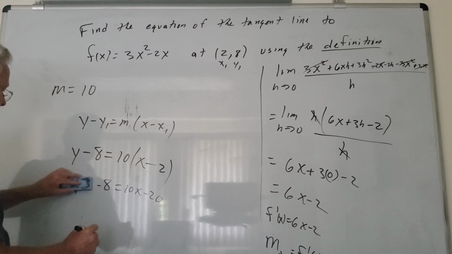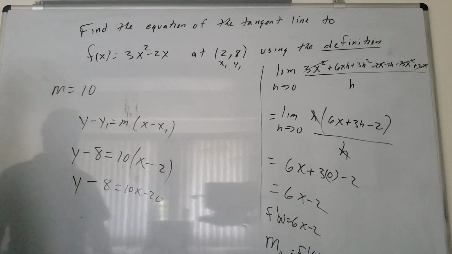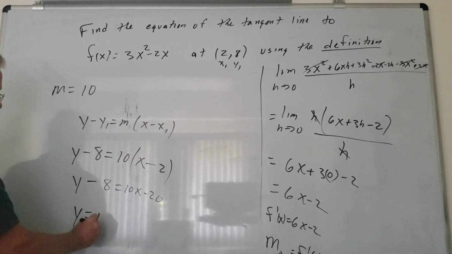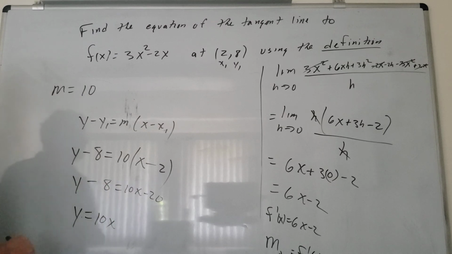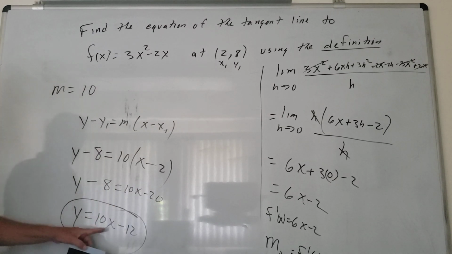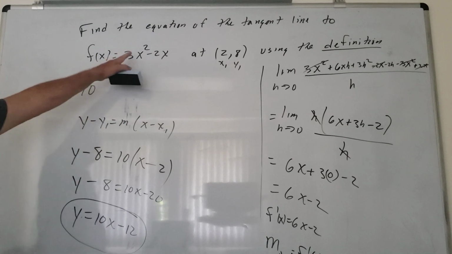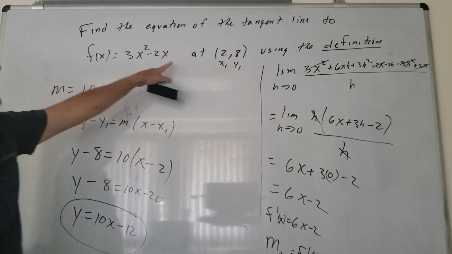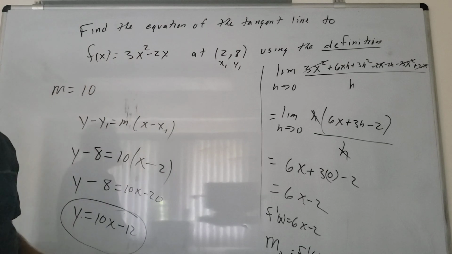What did I do here? This is a minus. And when I add 8 to both sides, we get y is equal to 10x. Negative 20 plus 8 is negative 12. So y equals 10x minus 12 is the equation of the tangent line to this graph at this point, which lies on that graph.